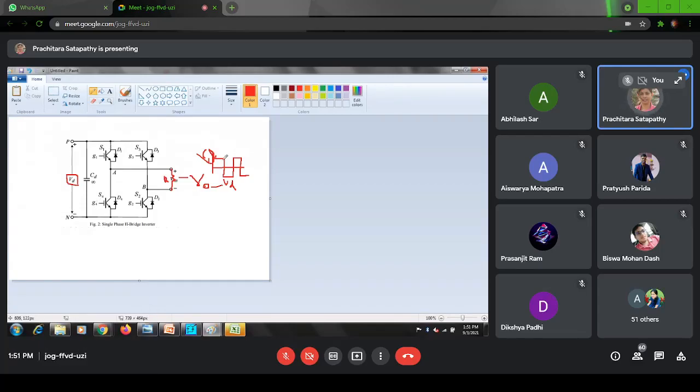I will connect this switch 1 and switch 2 will be on. To get a positive output, I will switch on S1 and S2. So how will the current flow? It will flow from the source, then the load, then S2, then it will return. Yes or no?